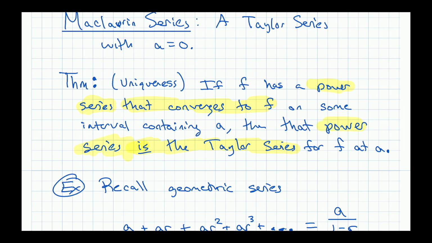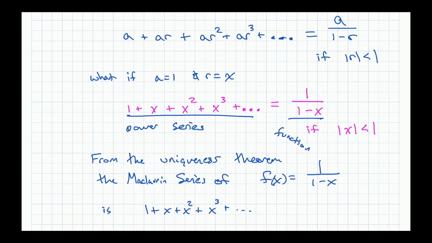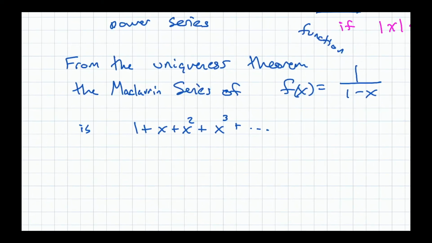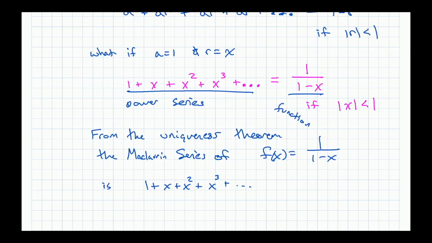Power series is the Taylor series. So even though I came up with what we have here for f of x equals 1 over 1 minus x, the polynomial 1 plus x plus x squared plus x cubed, I didn't come up with that using the formula for a Taylor series. But it must be right because according to the uniqueness theorem, there's only one series that is the Taylor series. So if we found a series, it's the Taylor series. It's the only thing it could be. So that's the uniqueness theorem.